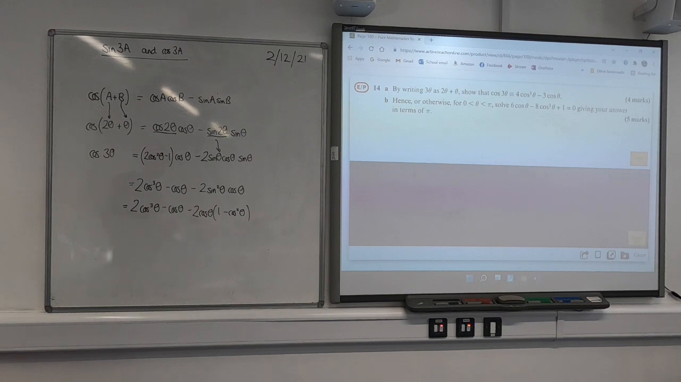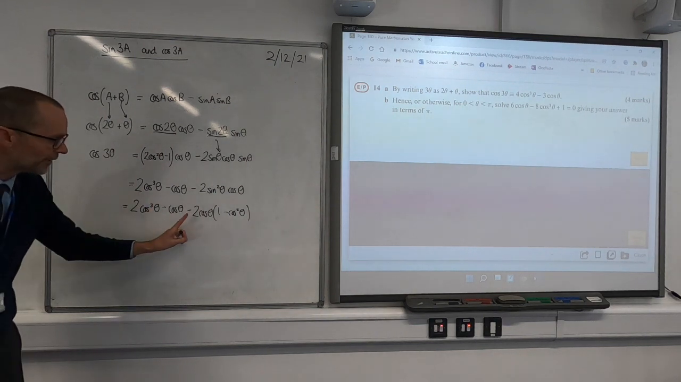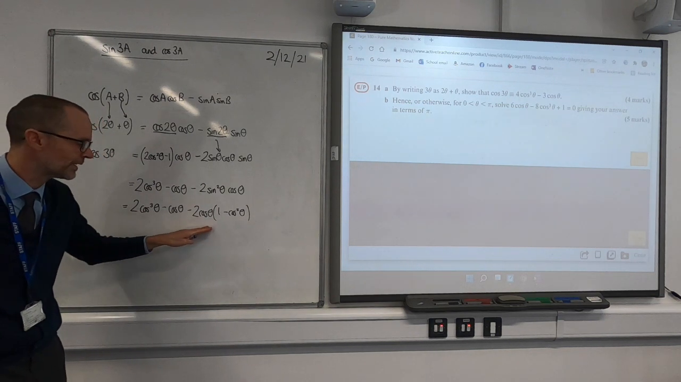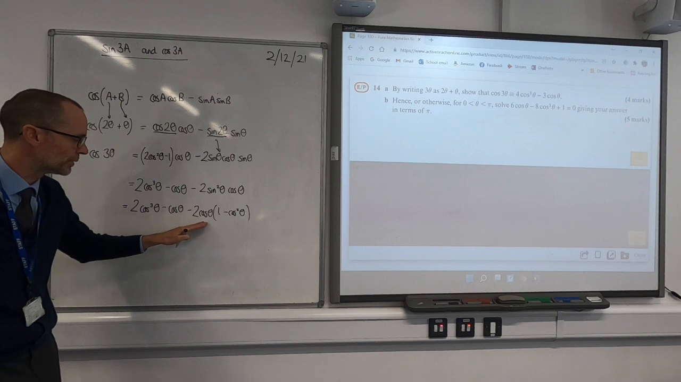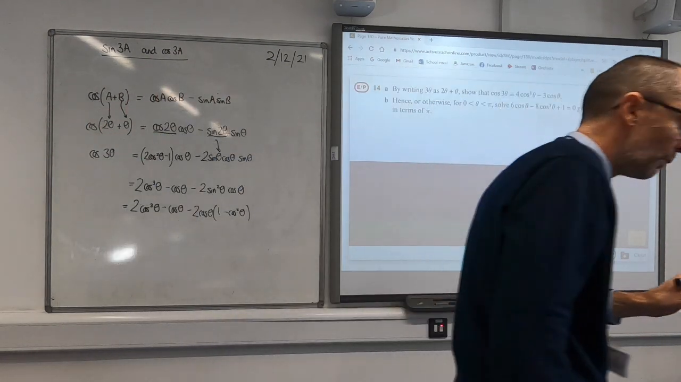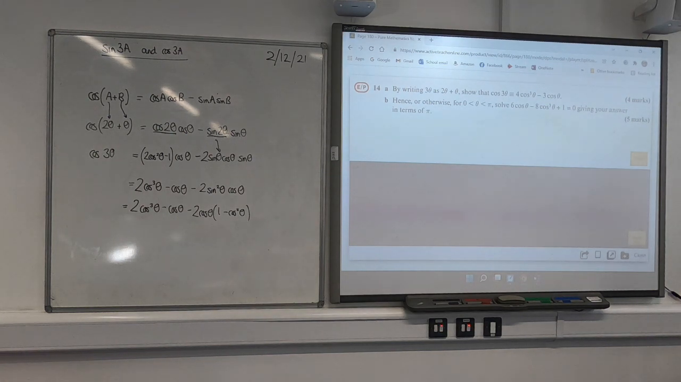See if you can multiply that. Just be careful, this is a minus sign, so it's going to be minus all of this. So it's going to be minus 2 cos theta times that, and minus 2 cos theta times that. So just watch out for that. That's a potential banana skin waiting for you.